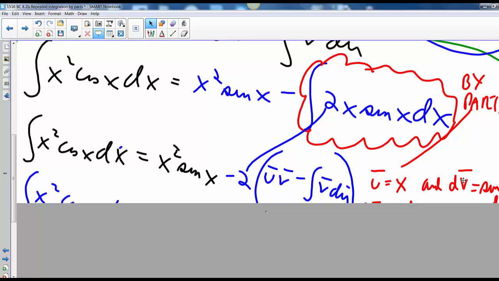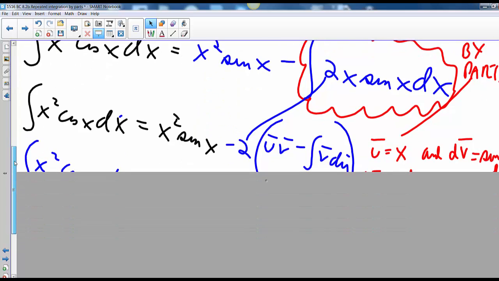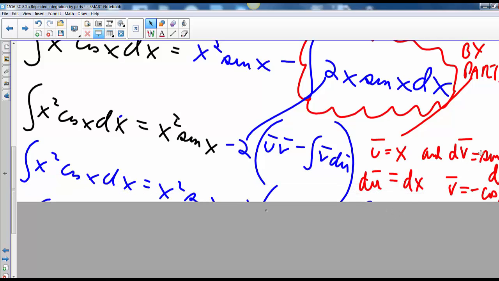Now this is important. When you're selecting the dv bar, because in the original one, you let the dv equal the trig function part of it, you have got to be consistent, or this will not work. You've got to let the dv bar be the trig part, which you would anyways. So you'll let dv bar equal sine x dx. You'll let u bar equal x. So du bar is dx. v bar is the integral of sine x dx, which is negative cos x.